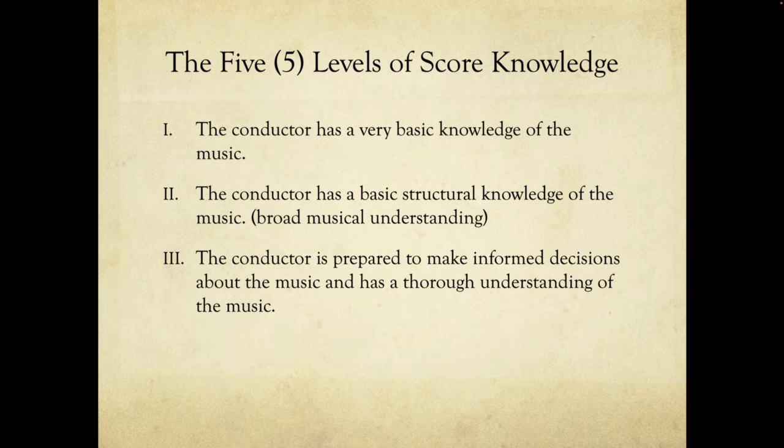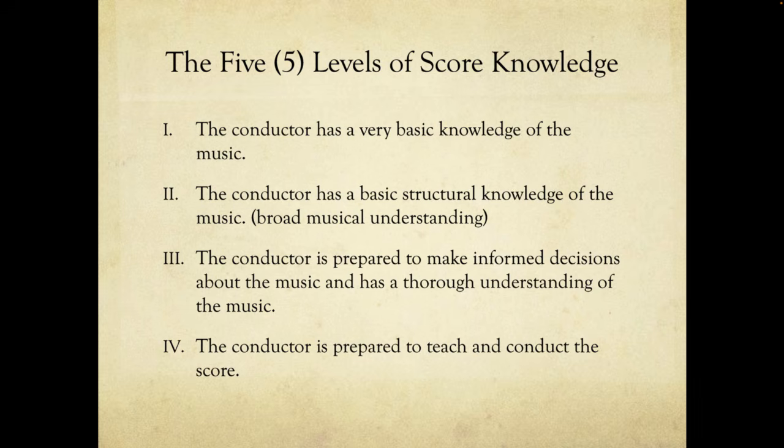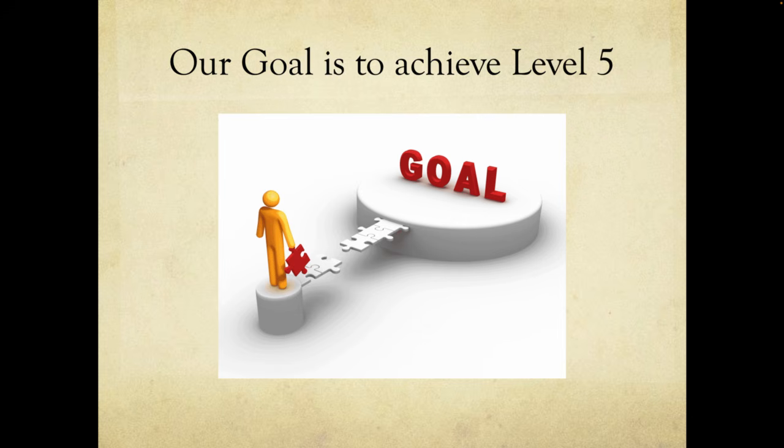The third level is where you're starting to make informed decisions about the music. You have a much more thorough understanding of the music itself. And the fourth level, which unfortunately is where a lot of people stop, is where the conductor is prepared to teach and conduct the score after making all these informed decisions. Our goal is the 5th level, where you can conduct the score from memory, having done all the previous 4 steps. It's very important that we get to this level. Our goal is always going to be to achieve level 5.